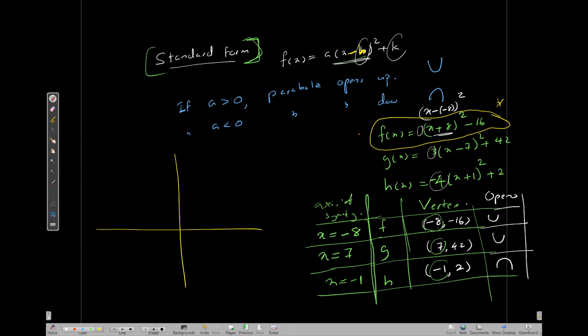You already know the vertex happened to be negative 8 comma negative 16. So negative 8, let's say somewhere here, negative 8, and somewhere down here, negative 16. So the point is (-8, -16). We have the vertex, and it opens up like this.